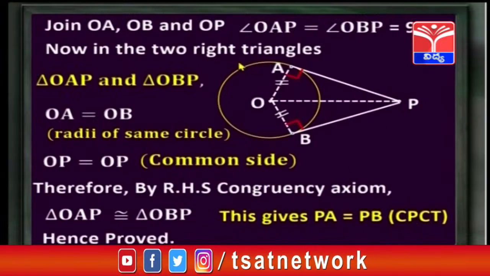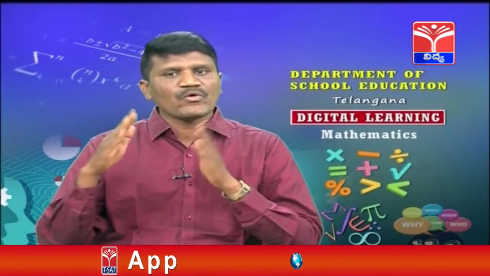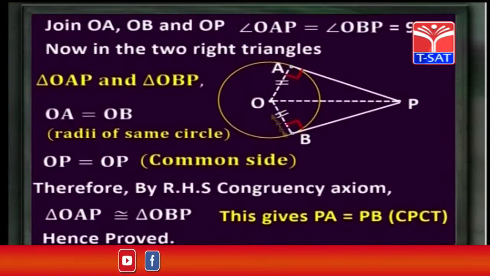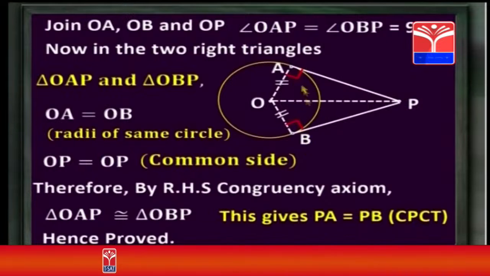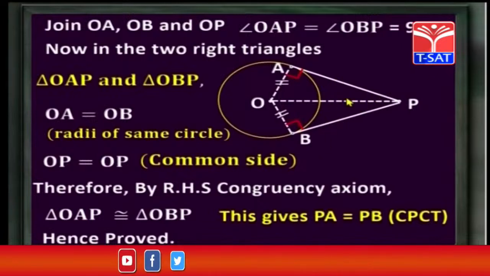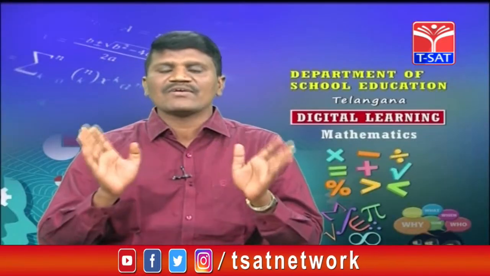So how have we proved it, students? First we joined OA, OB and OP. So two triangles are formed, OAP and OBP. From OAP and OBP, OA and OB are equal because both are radii, and OP is a common side. So by RHS congruency, these two triangles are congruent to each other. So by CPCT, PA is equal to PB. Therefore, the two tangent lengths are equal. Hence it is proved. The tangents drawn from an external point are always equal.